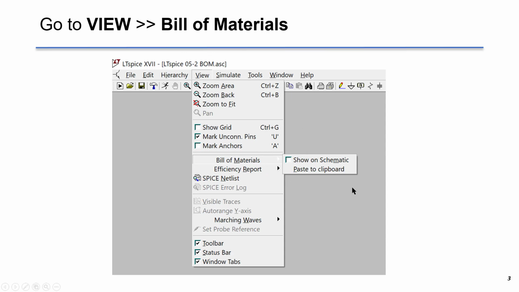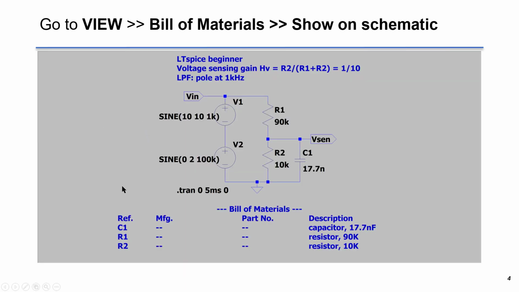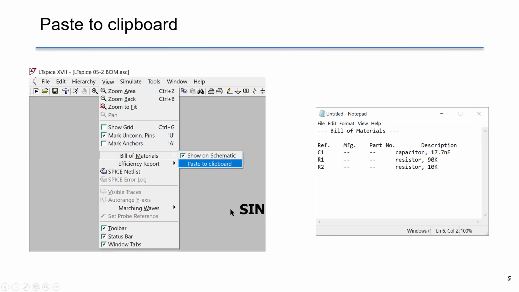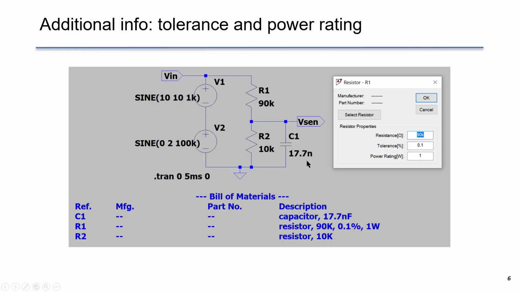As you can see here, there are two options. The first is Show on Schematic. In this example, the bill of materials is attached to the schematic as text. The second option is to paste the BOM to clipboard. For example, in Windows, we can paste it to Notepad.